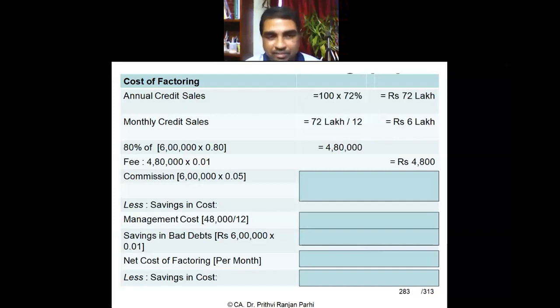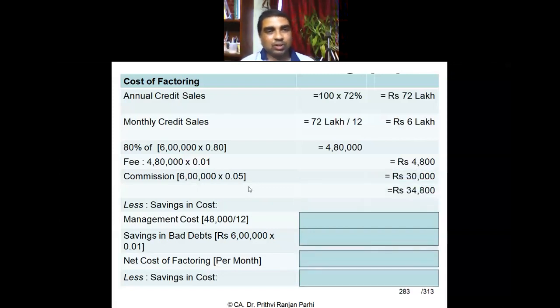This is the fee to the factor. In addition to that, the factor will be taking a commission. Commission is on 6 lakh rupees. And on 6 lakh rupees, 5% commission comes to 30,000. So the total cost of factoring, you can say, is 34,800. Did you understand?